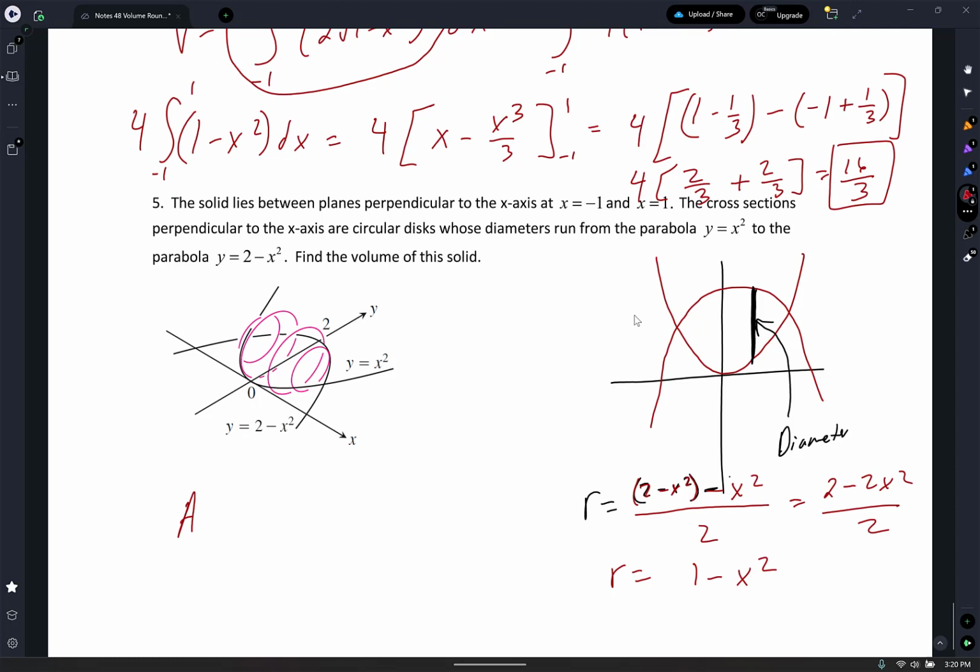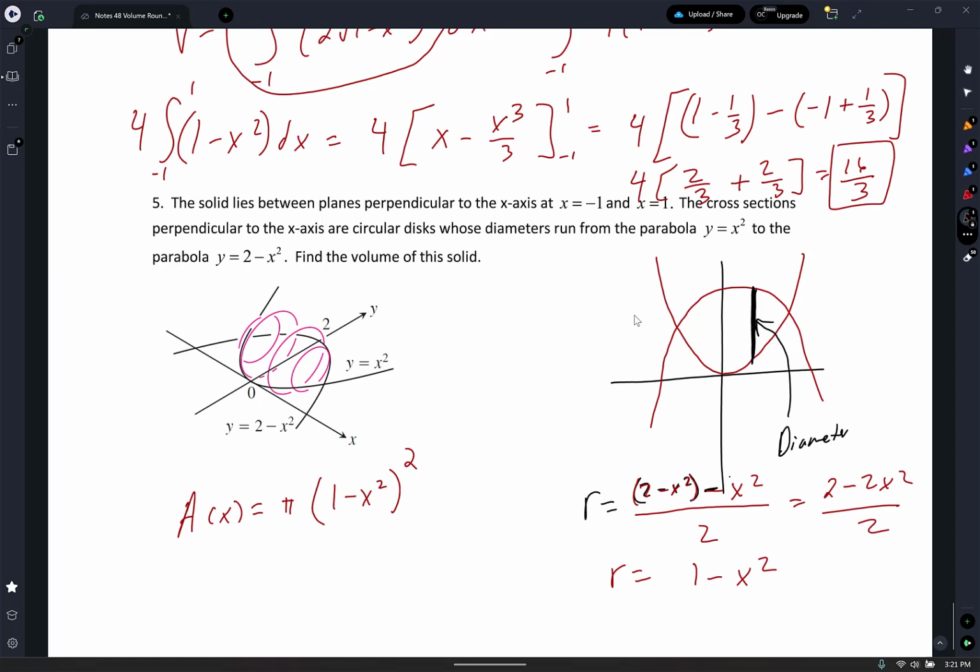All right, here we go. My A of x is, well, we'll do the limits in a little bit, pi times (1 minus x squared) squared. Pi r squared. All right. Are we still okay? Yes. All right, I need limits.